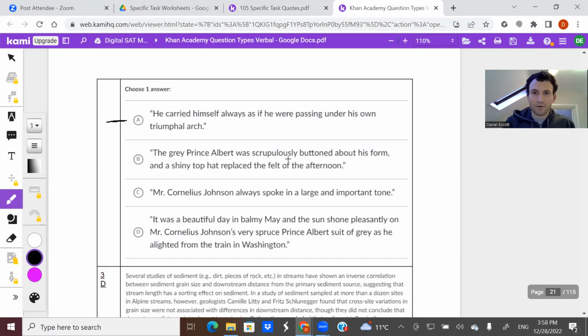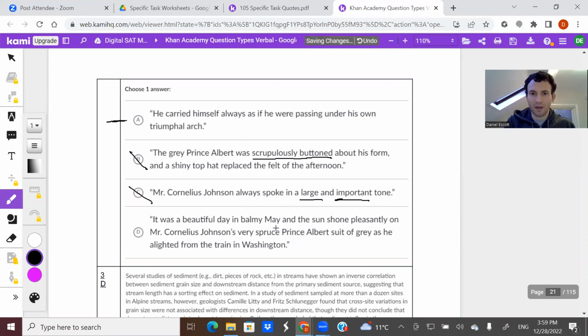B: The gray Prince Albert was scrupulously buttoned about his form, and a shiny top hat replaced the felt on the afternoon. So this is definitely appearance. Scrupulously means with the utmost attention to detail, but I don't see any self-importance there, so we can get rid of B. C: Mr. Cornelius Johnson always spoke in a large and important tone. So the way he speaks carries kind of a sense of importance, but I don't know if that's necessarily self-importance. And on top of that, nothing with appearance there.